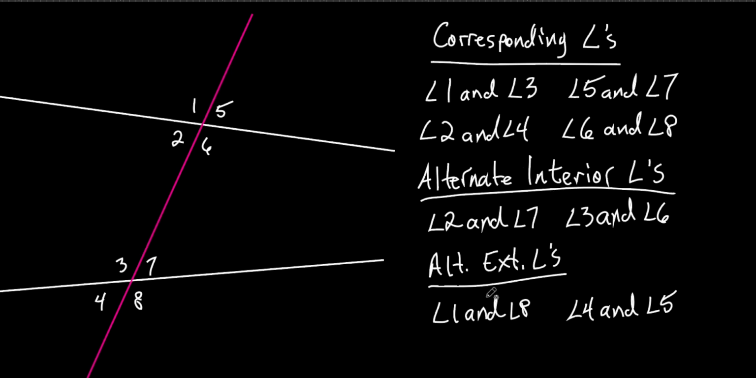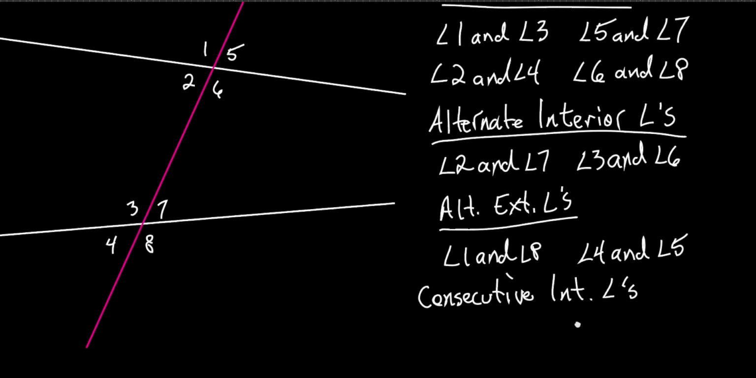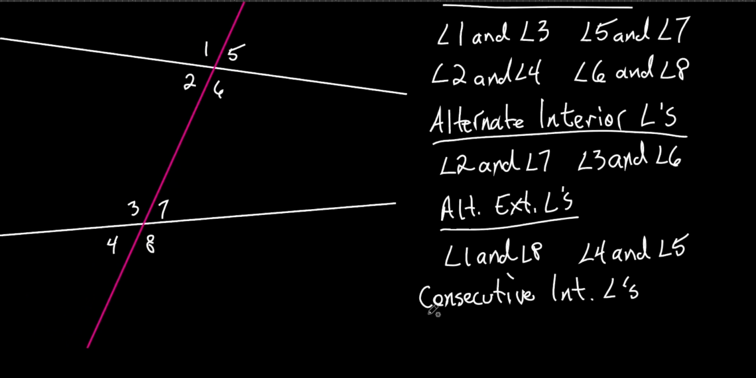There's one more. And these are called, if I can fit it down here, consecutive interior angles. Now, there's no consecutive exterior angles, okay? We only have consecutive interior angles. Raise this up just a little bit so I can still see the picture, and I got some more room to write.